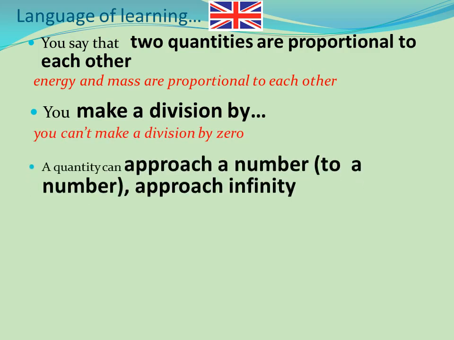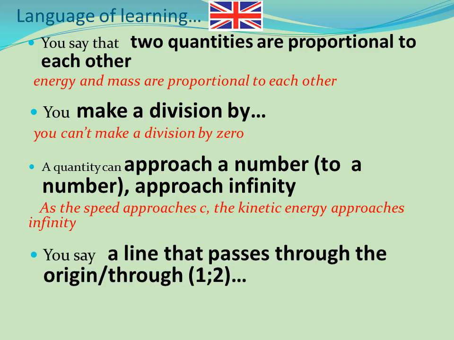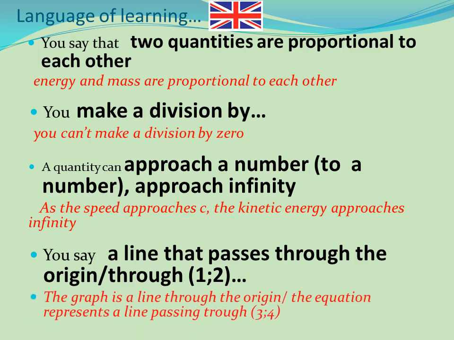A quantity can approach a number, or it can approach to a number, or it can approach infinity. As the speed approaches c, the kinetic energy approaches infinity. You say a line that passes through the origin or through 1, 2. The graph is a line through the origin. The equation represents a line passing through 3, 4.